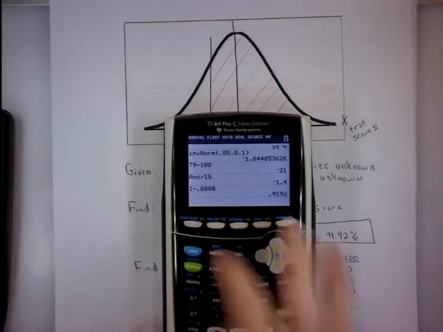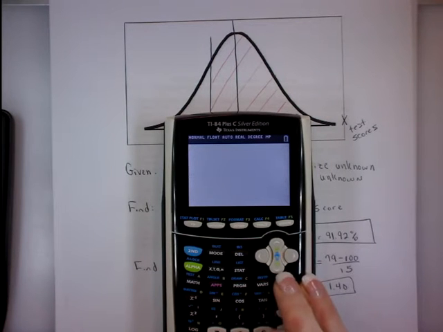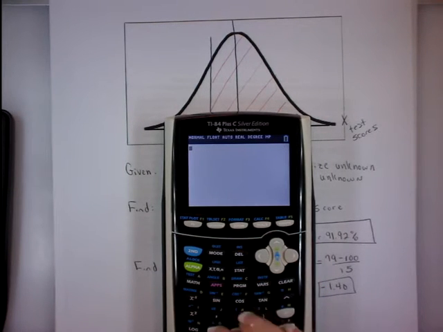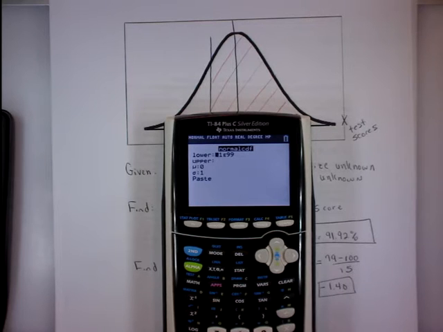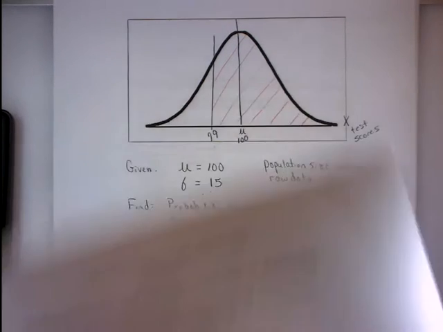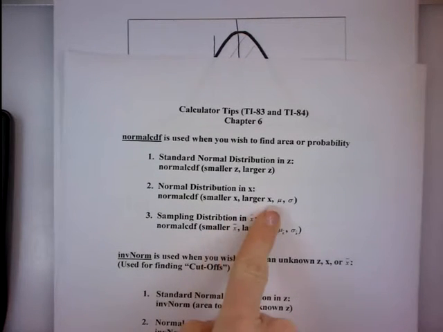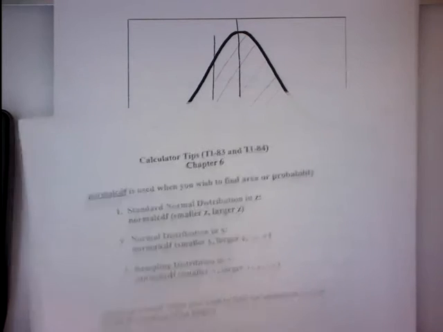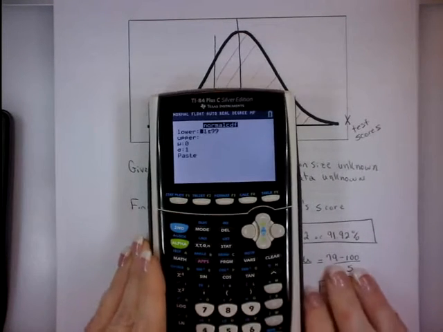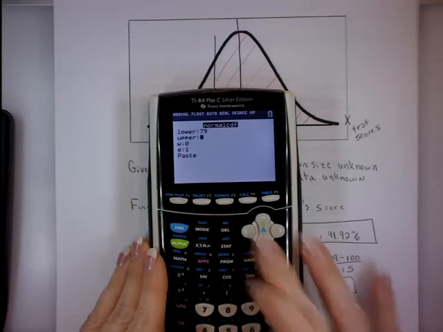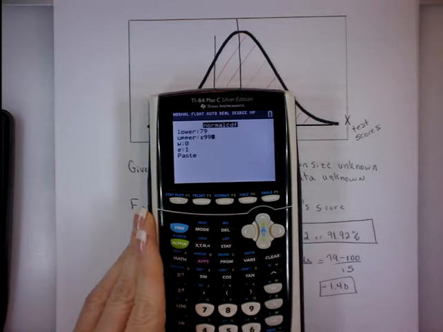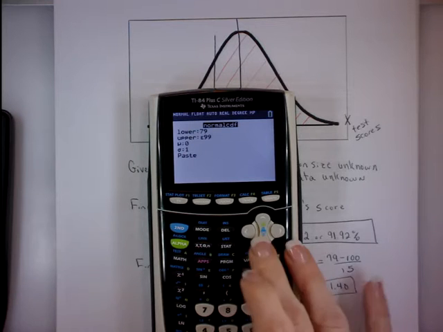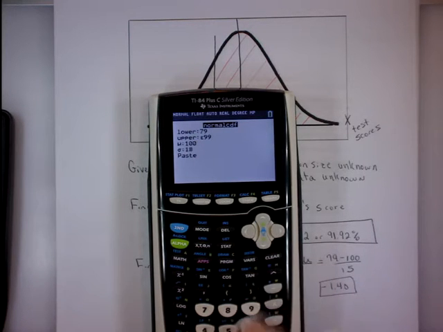With the calculator, I'll start off by showing you the most updated version. Go to second variable and go to number 2, normal CDF. This time we put in, according to the tip sheet, the smaller x, the larger x, the mean, and the standard deviation. So the smaller is 79, the upper is E99. That says that the area goes all the way out to positive infinity. The mean is 100 and the standard deviation is 15.